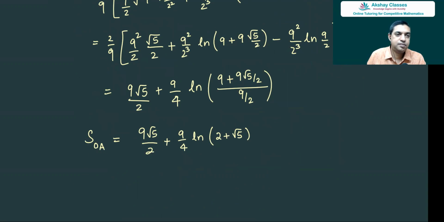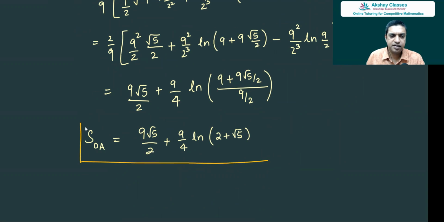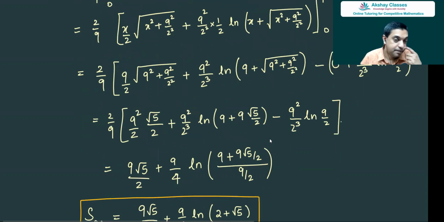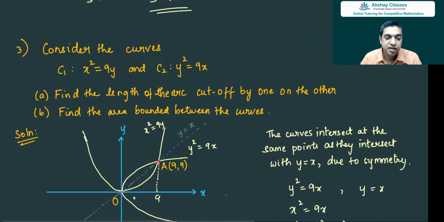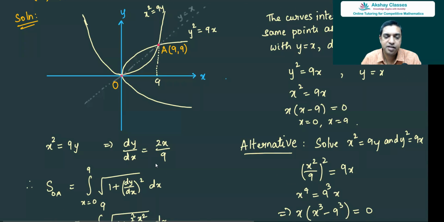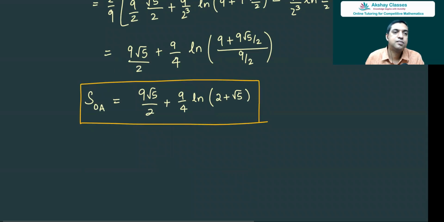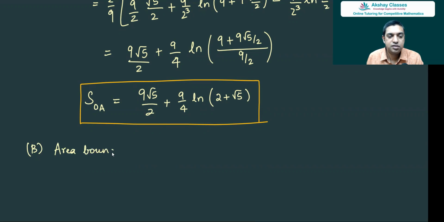Of course, we can simplify this, you can use a calculator, but this is the length. The second part is easy. This length of the curve was difficult because of the integral. The second part is the area bounded between the curves.